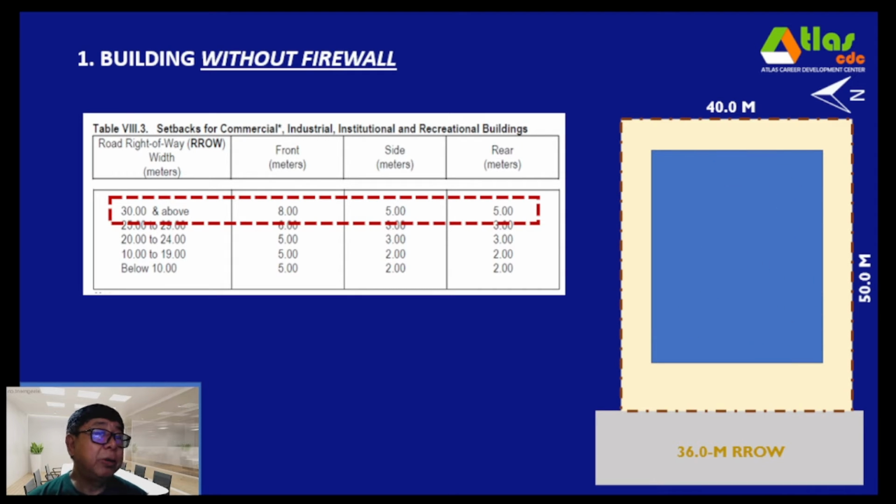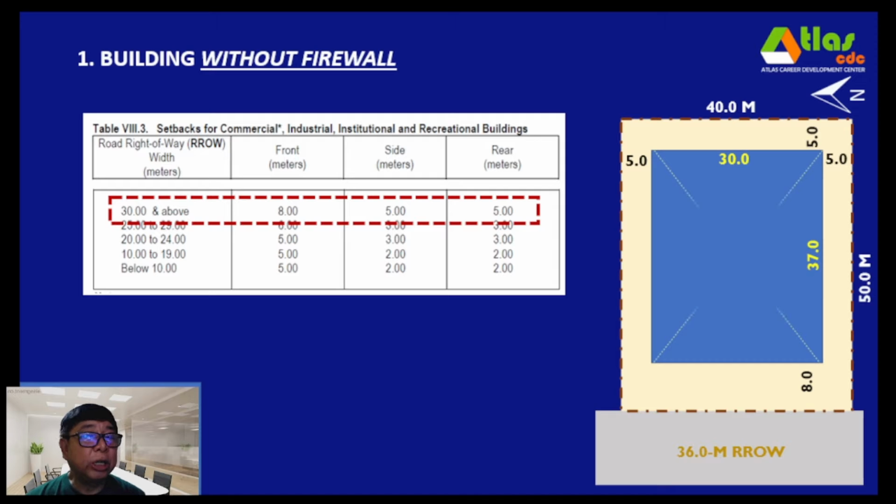So if we are going to make a drawing for the proposed building without firewall and using the minimum setbacks as the reference, it means that the maximum width for the building will be 30 meters. It will be 40 minus the side setbacks minimum of 5 meters each will give you the maximum width of the building at 30 meters. And for the maximum depth of the building, it will be the 50 meters depth of the lot minus the 8 meters and 5 meters front and rear setbacks minimum will give you a maximum depth of the building at 37 meters.